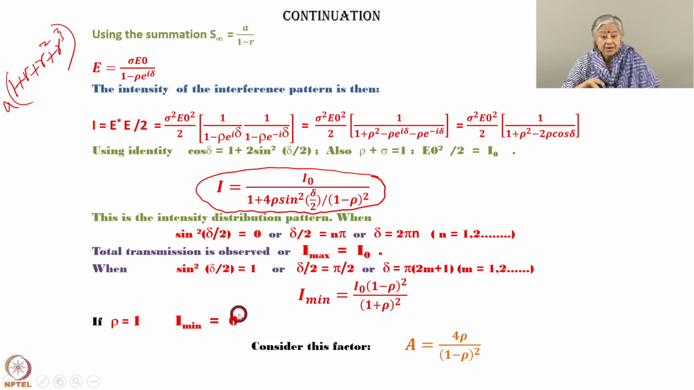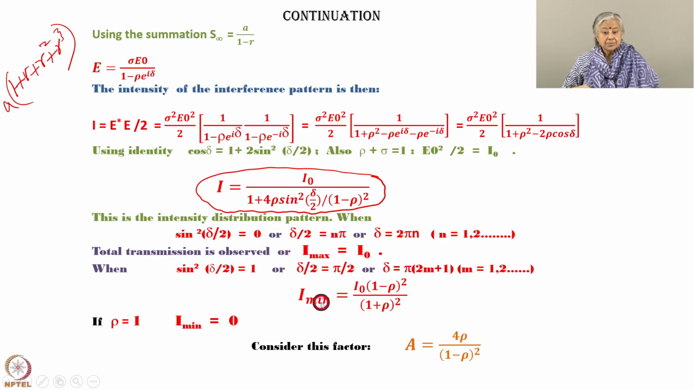When sine square delta by 2 is 1, or delta by 2 is equal to pi by 2, this sine square part is 1. Delta is equal to pi times 2m plus 1, again m is an integer. Then I minimum, and this is I maximum. You cannot have light higher than your input intensity itself. So, this is the maximum.